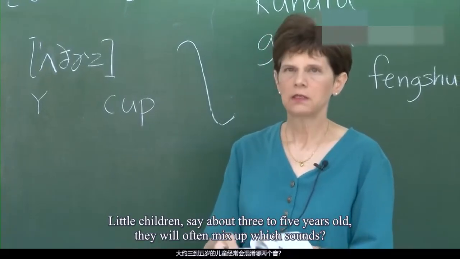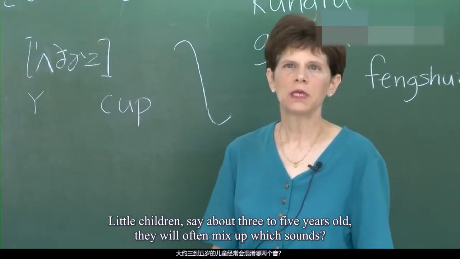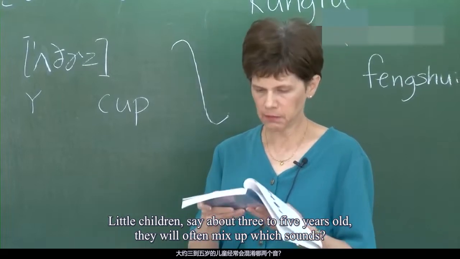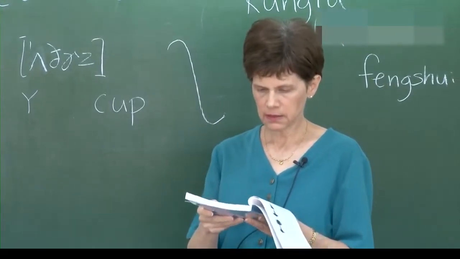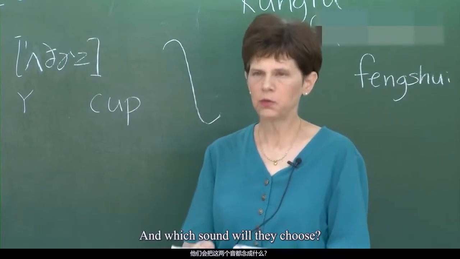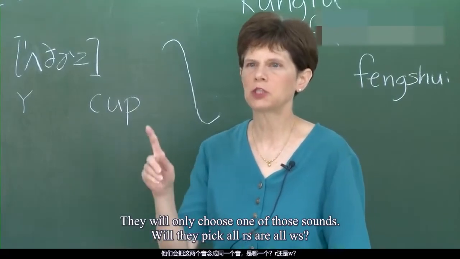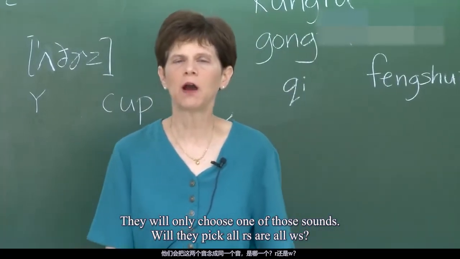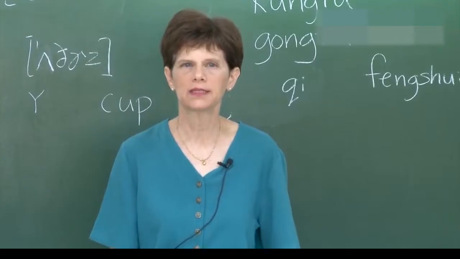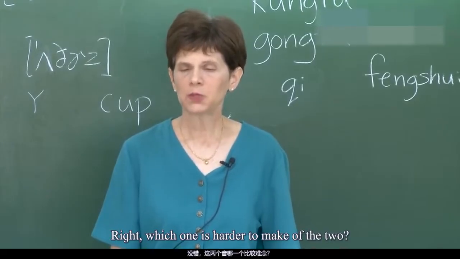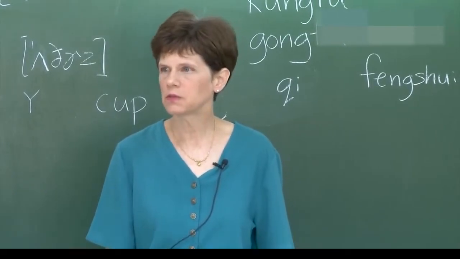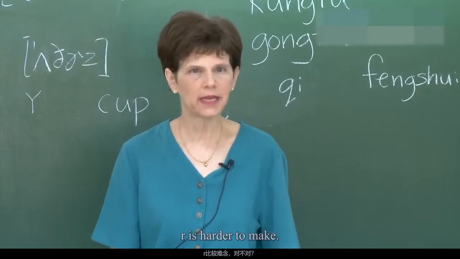Little children, say about 3 to 5 years old, they will often mix up which sounds? White and right. And which sound will they choose? They will only choose one of those sounds. Will they pick all R's or all W's? Right. Which one is harder to make of the two? R is harder to make.